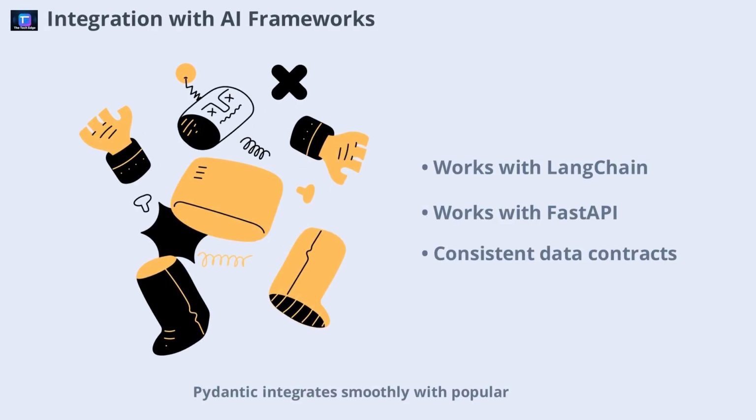Pydantic integrates smoothly with popular AI frameworks like LangChain and FastAPI. In LangChain, you can define tool or agent schemas using Pydantic classes, ensuring all interactions are consistent. In FastAPI, endpoints can accept and return Pydantic models, making it perfect for AI APIs where responses are validated automatically. This seamless integration means you can enforce data contracts throughout your entire AI stack.